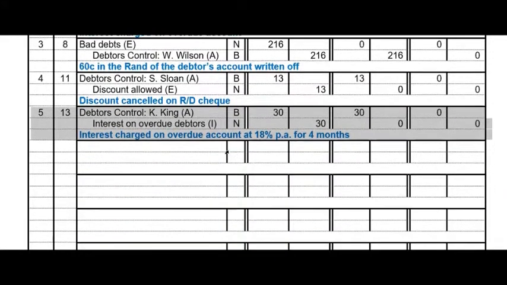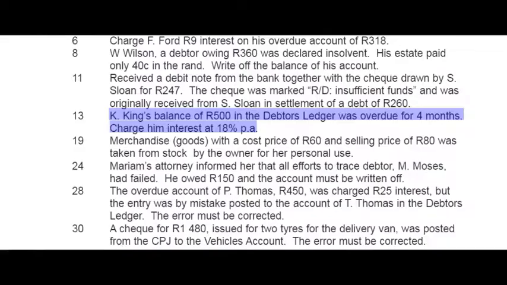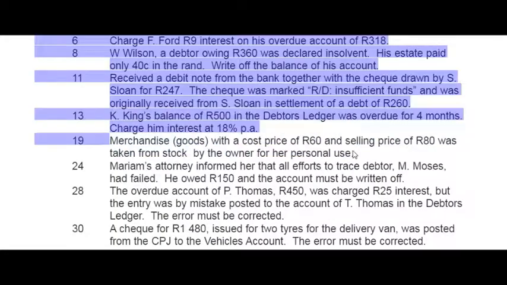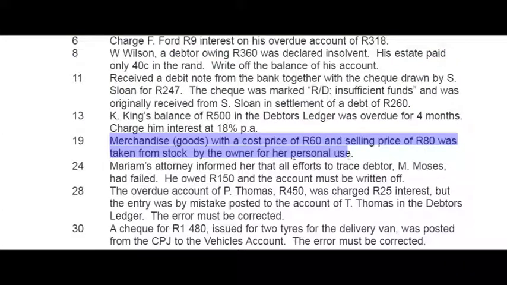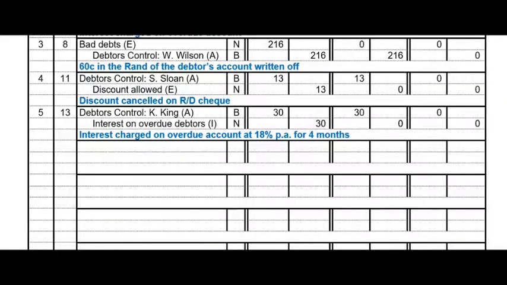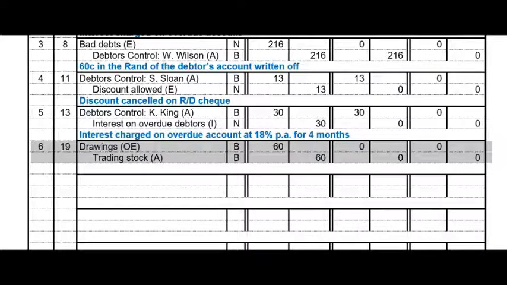Then the next journal voucher was for the transaction on the 19th, where it says merchandise or goods with a cost price of 60 Rand and a selling price of 80 Rand was taken from stock by the owner for her personal use. What do we use? The cost price or the selling price when the owner takes money for herself? The cost price. Okay, so you will say drawings must be debited. Trading stock is credited because the owner took the money. We use the 60 Rand, and both of them are balance sheet section accounts, and the owner took goods for personal use.